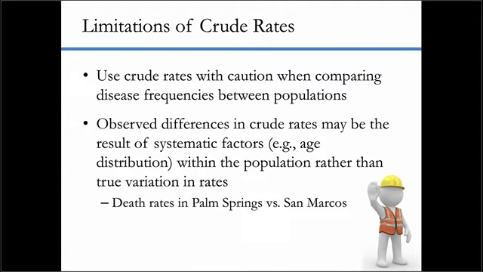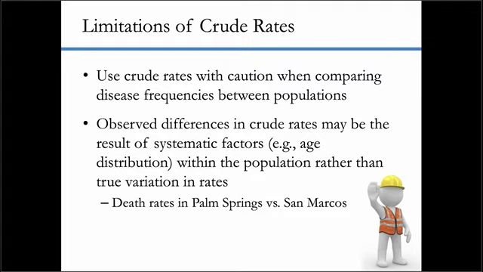These types of crude rates can be limited, though, because they don't allow you to do really good comparisons across populations or between populations, because differences in crude rates may be the result of some systematic factor, and we've previously talked about this. So for instance, if we just calculated a mortality rate in California compared to the mortality rate in Florida, we might see that they're similar to each other, or that maybe California has a higher crude mortality rate than Florida does.